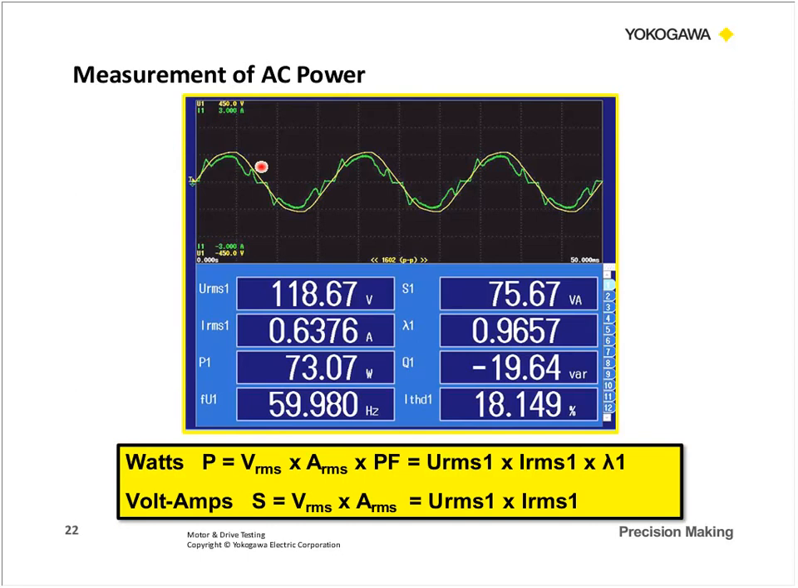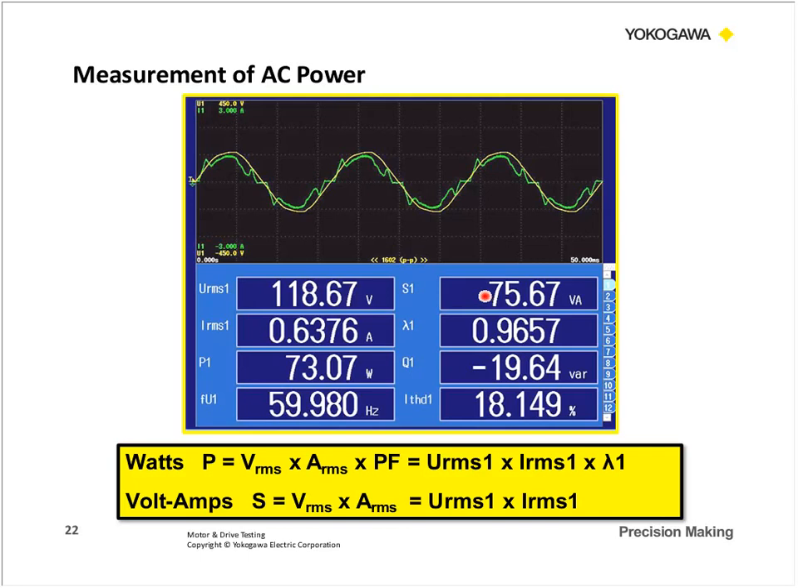All right, here's a waveform. The yellow is a voltage waveform. The green, kind of chopped, a little bit noisy, would be the current. We look at an RMS voltage of 118.67, and I got an RMS current of 0.6376. If we multiply those together, that would give us the VA, the S, 75.67 VA.